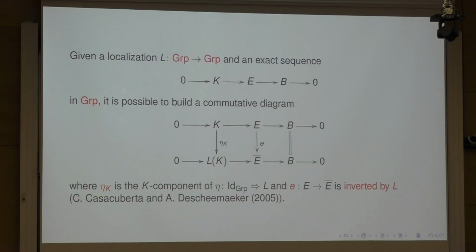So given L and a short exact sequence K→E→B in the category of groups, one can always build a commutative diagram like the one here in the center, where η_K is the K component of the natural transformation η from the identity to the localization L, and E is a morphism that is inverted by the localization. This construction is given in a paper by Casacuberta and Descheemaeker.